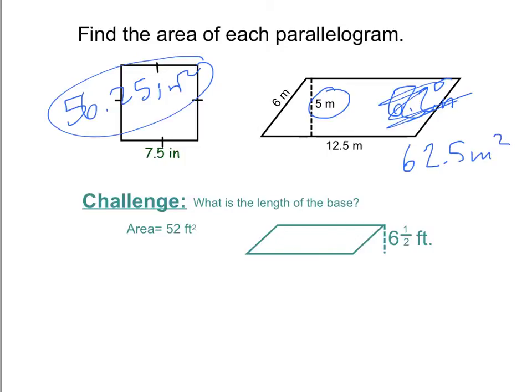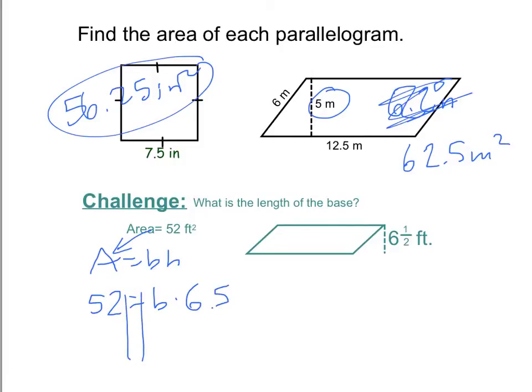And the last one, here is a challenge for you. If we know the area and we know the height, we need to find the base. Always write out your formula so you know just where to plug things in. If the area is 52, I'm going to plug in a 52 there. The base we don't know, we're going to leave as a base, and the height is 6.5. I'm going to call that 6.5 just so I can use it in my calculator more easily.